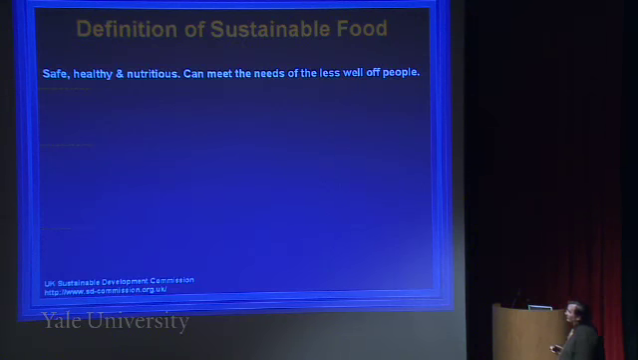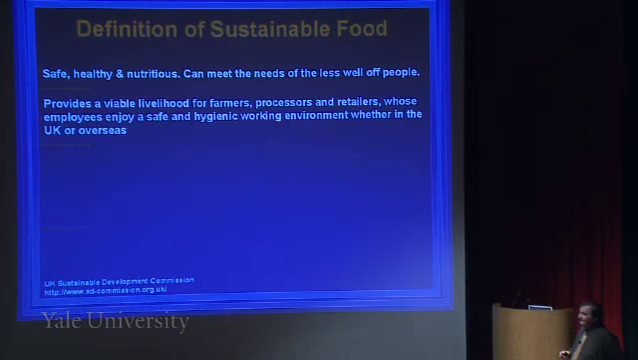Safe, healthy, and nutritious food can meet the needs of less well-off people. So there's a social conscience part of it that's built into the definition. It provides a valuable livelihood for farmers, processors, and retailers whose employees enjoy a safe and hygienic working environment, whether in the UK or overseas. Now, there are different pieces to that. There's the livelihood for farmers, so in order for food to be sustainable, the farmer has to be sustainable. But it also talks about employees in the food system.